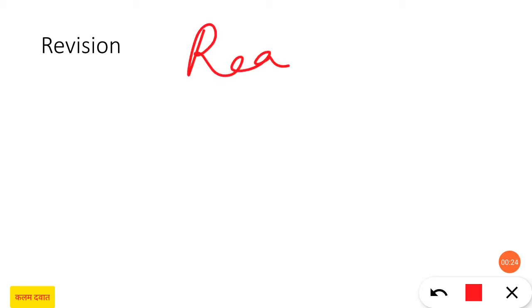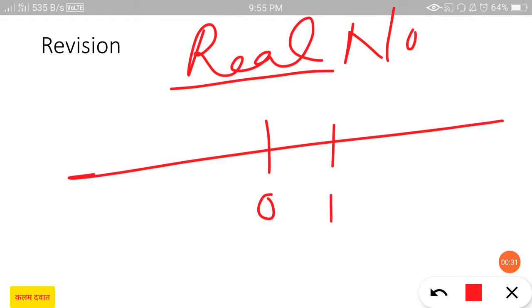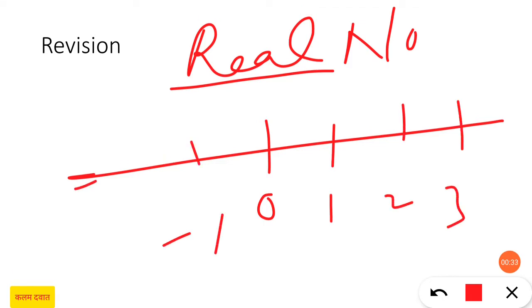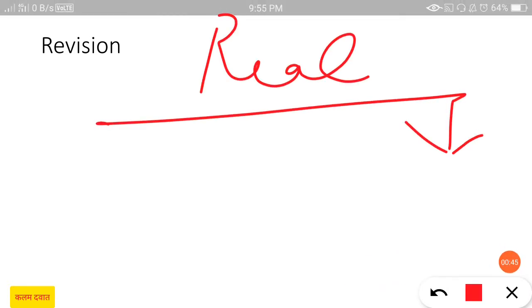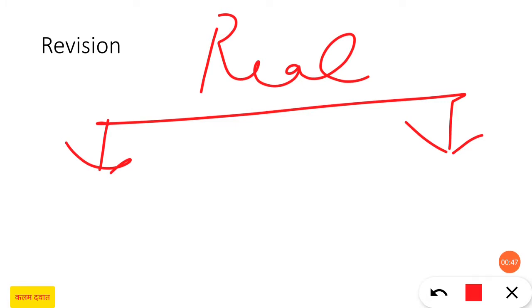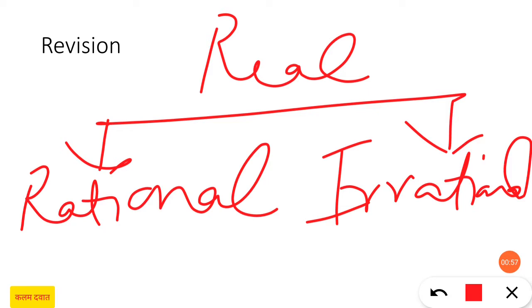Real numbers. Real numbers are those which can be represented on a number line. So all the numbers which can be represented on a number line are known as real numbers. If we categorize them, real numbers can be categorized into two different categories. The first one is rational numbers and the second is irrational. One by one we will revise both of them.